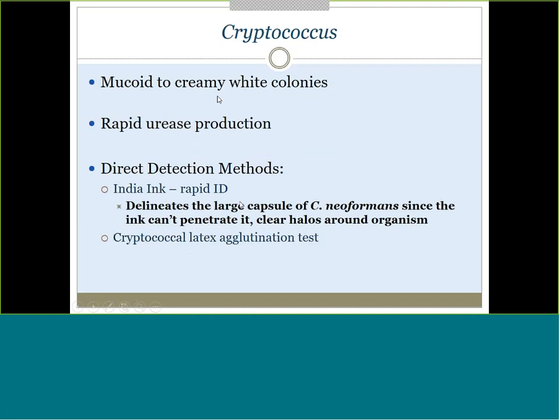So again, it is a yeast, so it'll kind of have that yeast-like look on the agar plate. The biggest way to detect this, now I heard that they don't use this very much anymore, but I want you to still know this because your boards can ask you questions on it. And this is called an India ink stain.